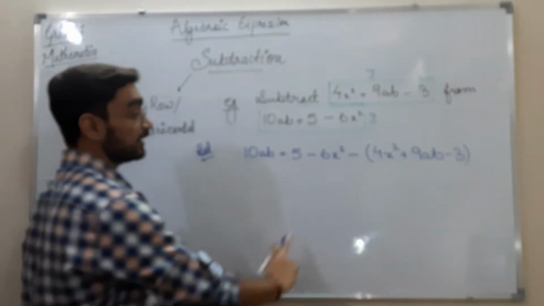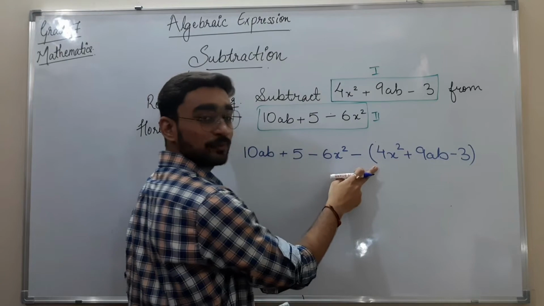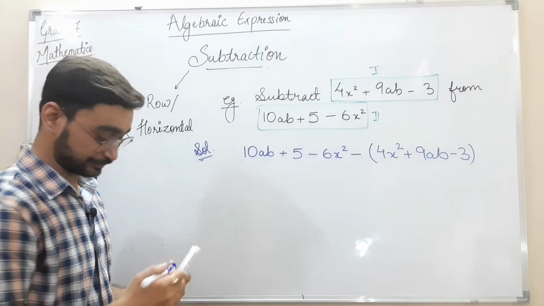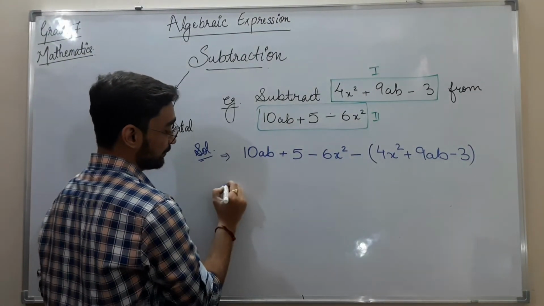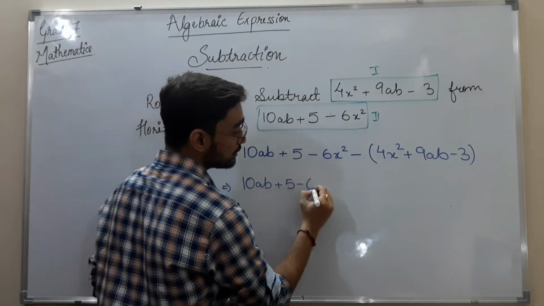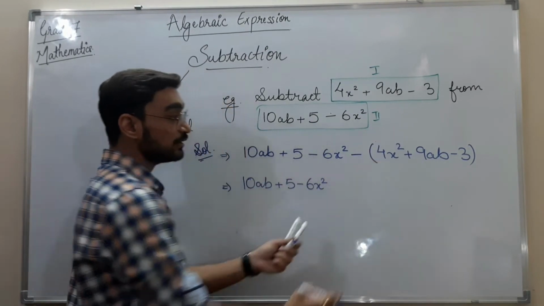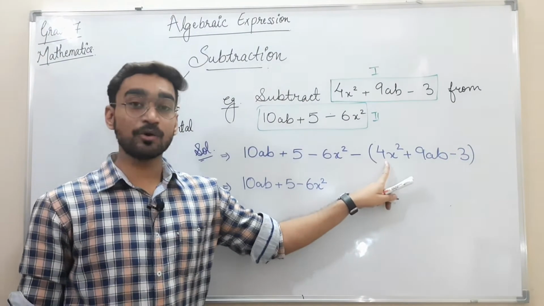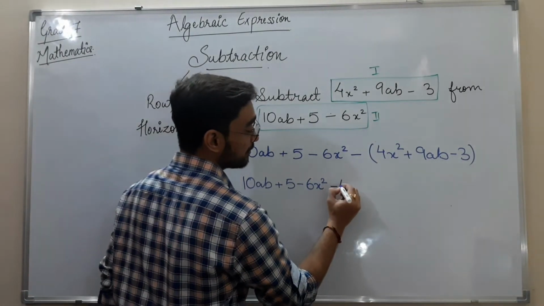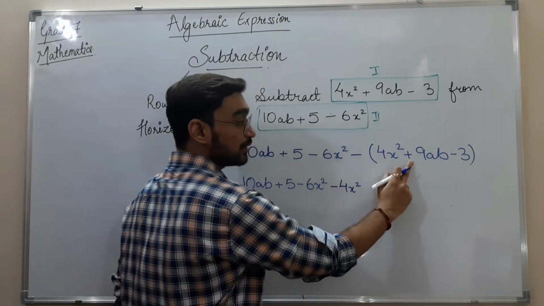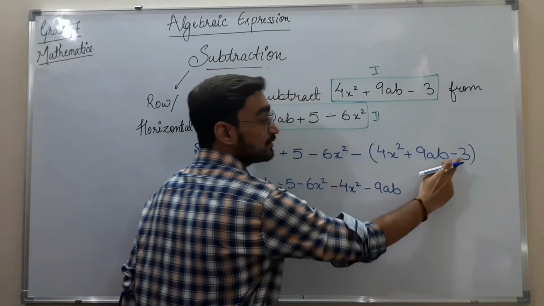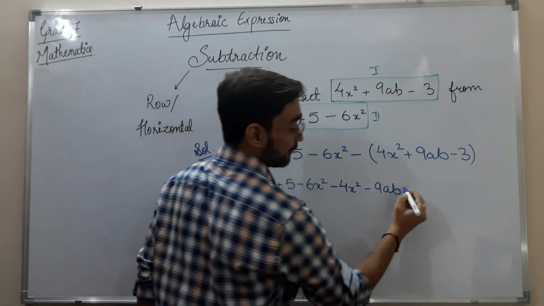Now don't forget that if the symbol of minus is there before the bracket, then all the symbols inside this bracket will change. Very good. So let us see that. 10ab plus 5 minus 6x square. Then this 4 is actually positive now, and because of this symbol of minus, it will become negative. So minus 4x square. This positive will change to negative, minus 9ab, and this negative will change to positive. Very good.